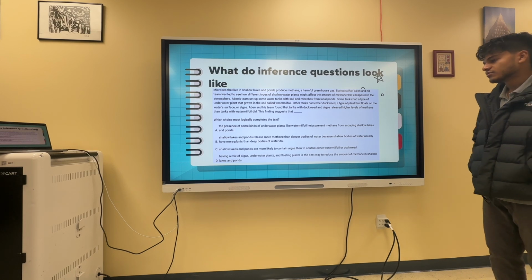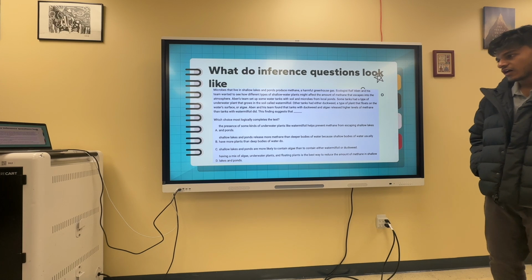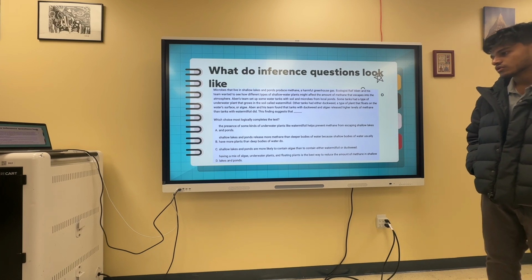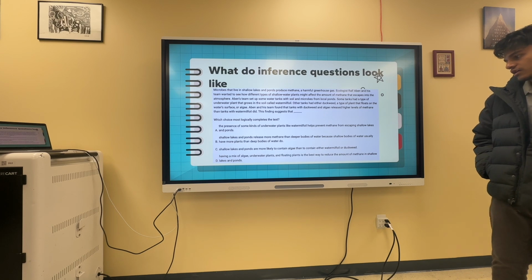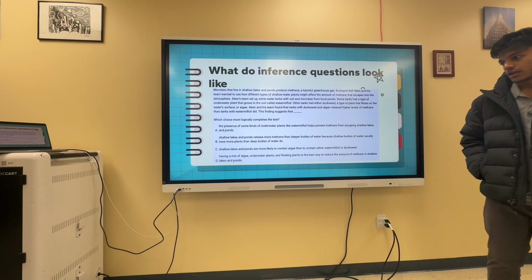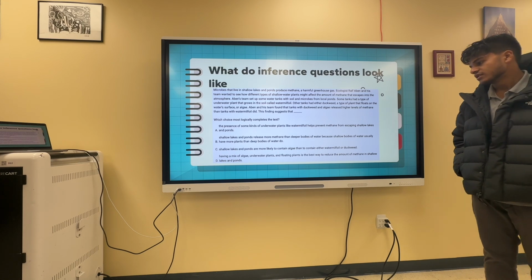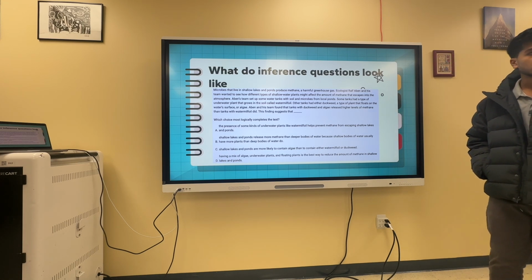B, shallow lakes and ponds release more methane than deeper bodies of water, because shallow bodies of water usually have more plants than deep bodies of water do. Or C, shallow lakes are more likely to contain algae than to contain either water milfoil or duckweed. And then D, finally, having a mix of algae, underwater plants, and floating plants is the best way to reduce the amount of methane in shallow lakes and ponds.